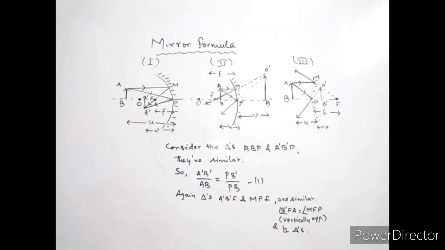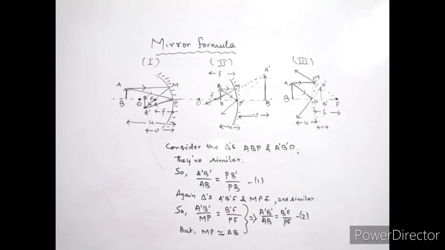MFP. It will be better for you if you draw that as I draw these figures and consider them. So they are vertically opposite angles which I have indicated, and then they are also right angle triangles, because MP is a straight line and AB is obviously on the principal axis. Now from that similarity we get that A'B' by MP is equal to B'F by PF. Now MP is obviously nearly equal to AB, because the parallel rays from A strike the point M, so MP is nearly equal to AB.